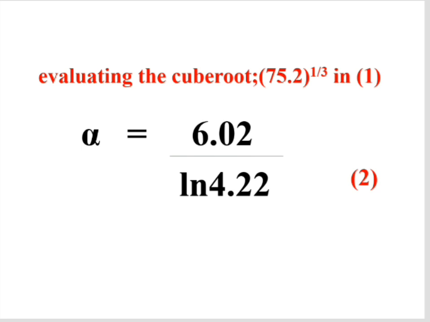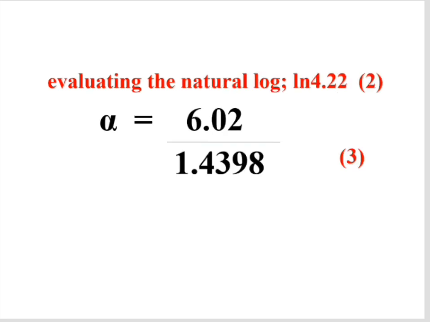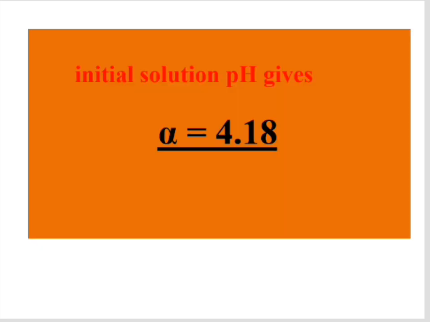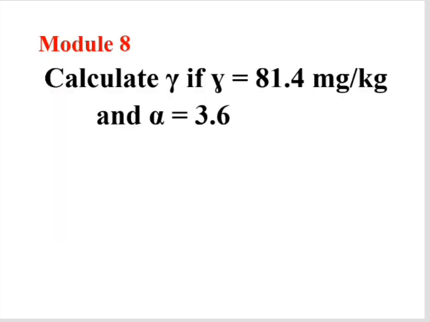And in this particular equation, you can see that the value of 1.4 was multiplied with 4.3 to get 6.02. Still solving, if we evaluate the natural log of 4.22, we're going to have 6.02 all over 1.4398. And the alpha, which is the initial solution pH, will give us 4.18. In model 8, it says calculate. Now, in this case, we are looking at the final solution pH if the concentration of extracted zinc is given and also the initial solution pH is given.